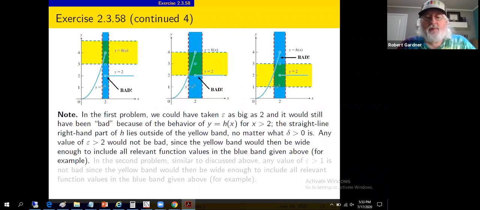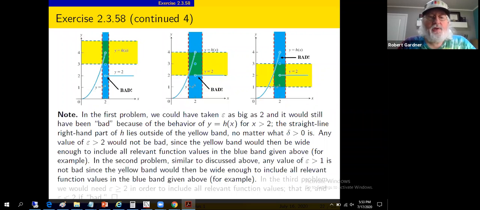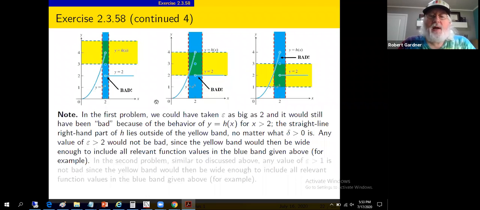So to wrap up this section, the problem in the first one was we could have taken epsilon, I think I verbally said this, to be as big as 2, and we'd still have the bad values. We'd have these bad values over here. If we went a distance 2, they'd be on the boundary. If I took epsilon larger, we talked about that.